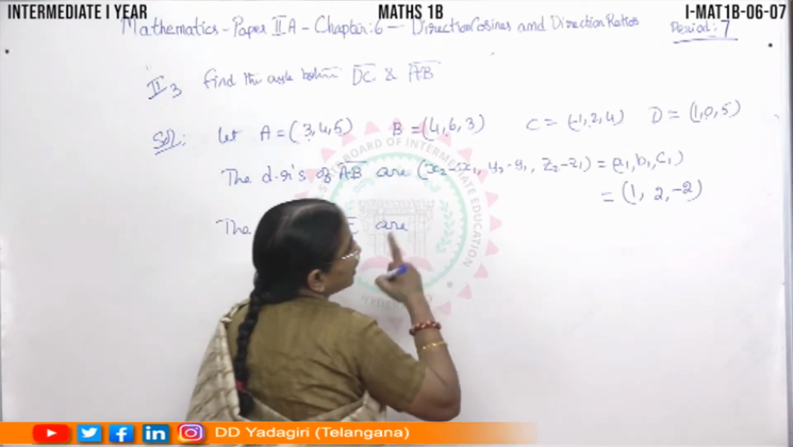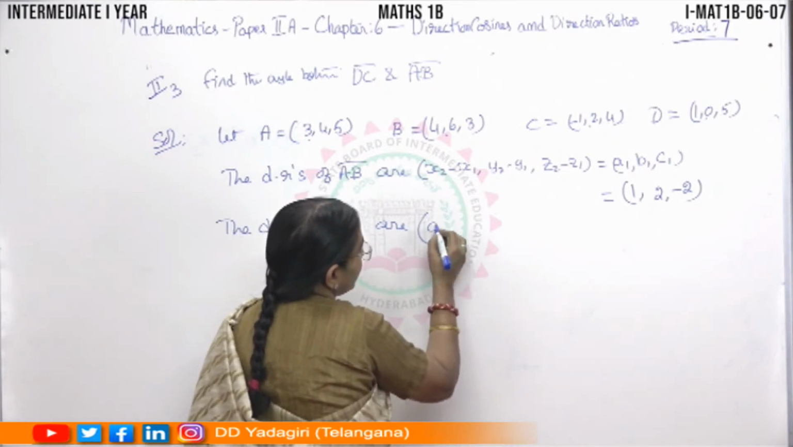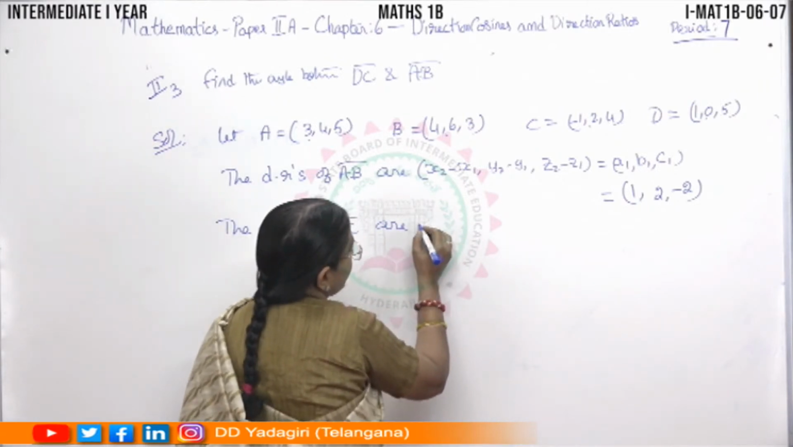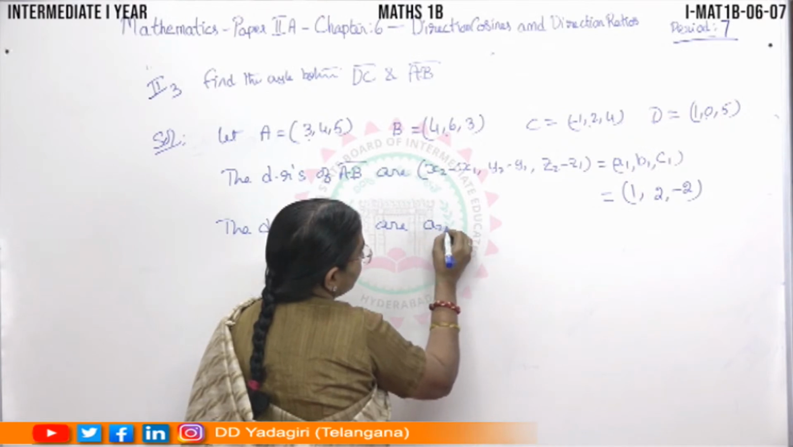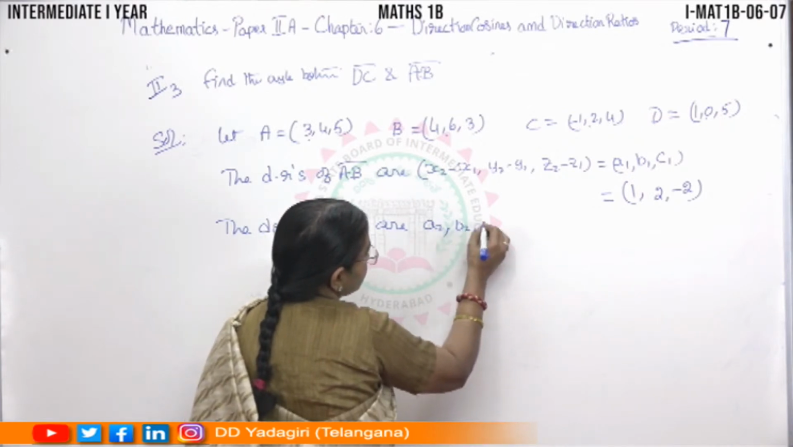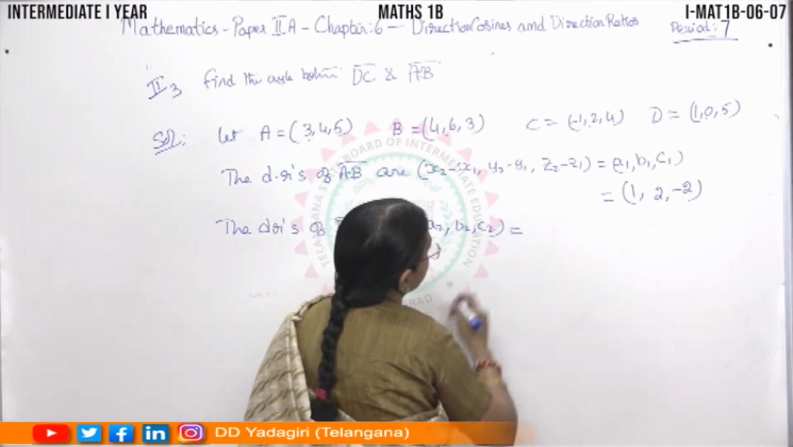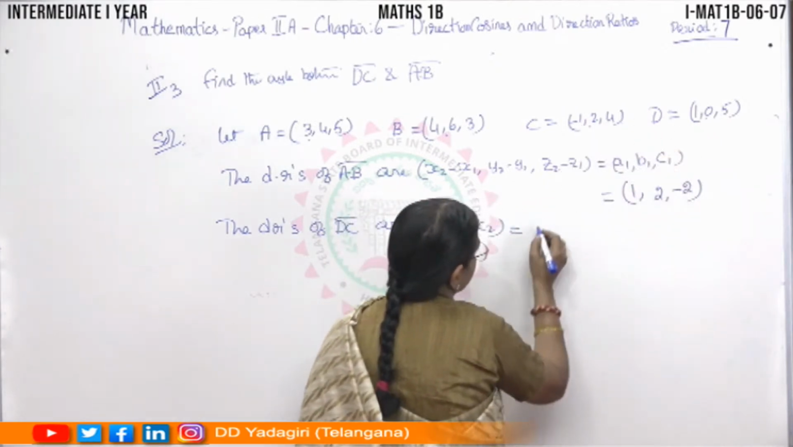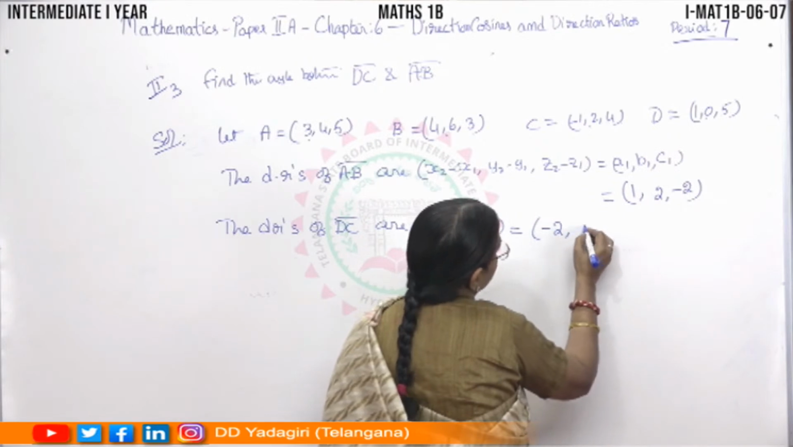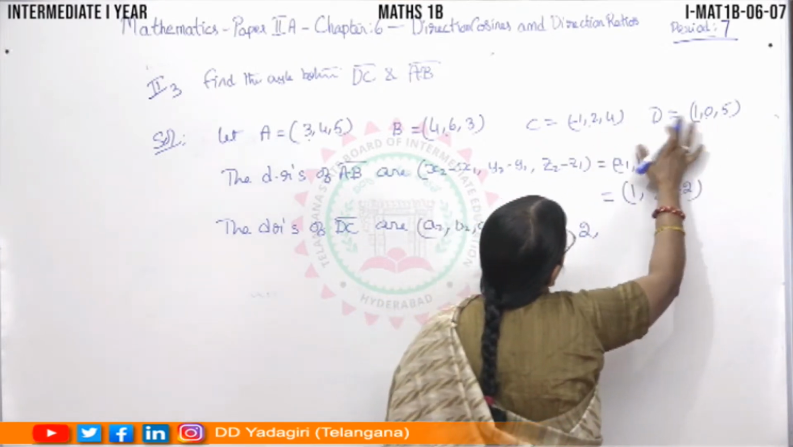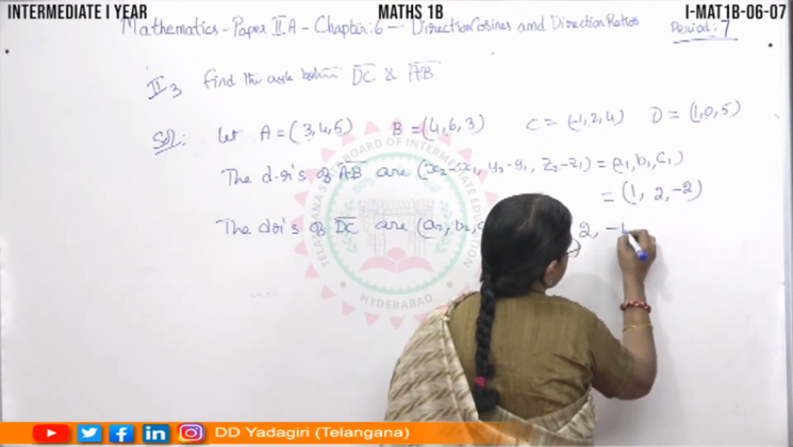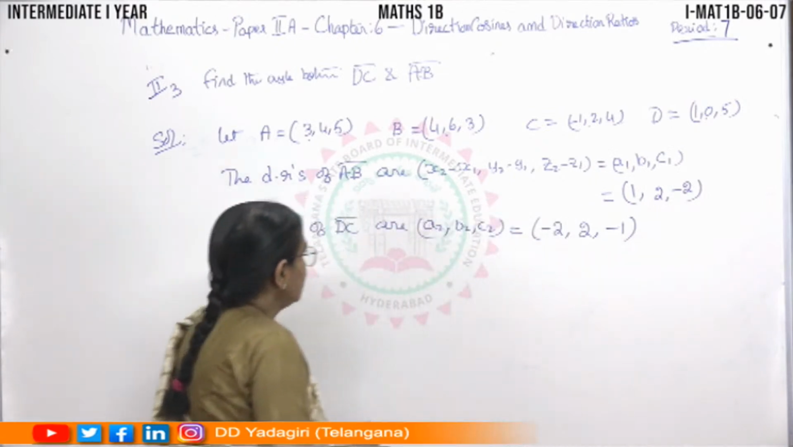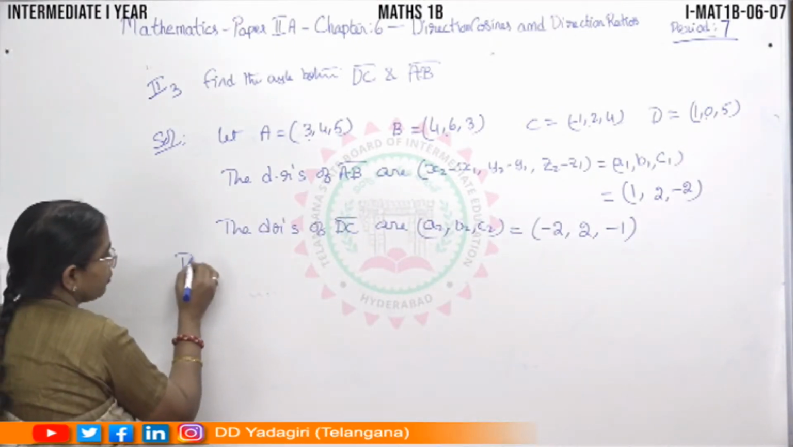So DC, B and C. You can name them as A2, B2, C2 is equal to DC. Subtract: -1, -2, and then 2 minus 0, then 4 minus 5, -1. So now we must find the angle between them.